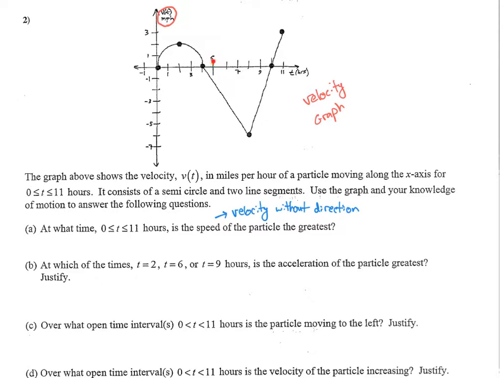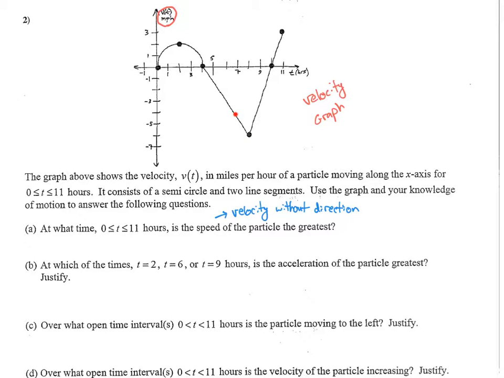Similarly, at time 5, it looks like my speed would be about 1 mile per hour. The velocity is about -1, but that only means that the particle is just moving to the left at a speed of 1 mile per hour. Similarly, at t equals 7, it looks like my speed would be 5 miles per hour. My velocity is 5 miles per hour to the left, but my speed is just 5 miles per hour.